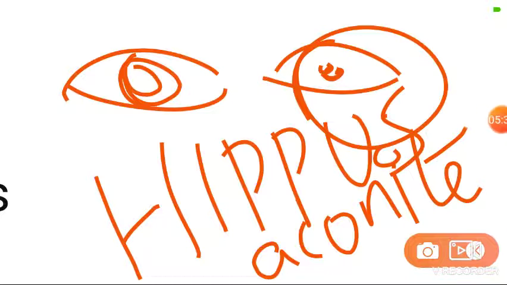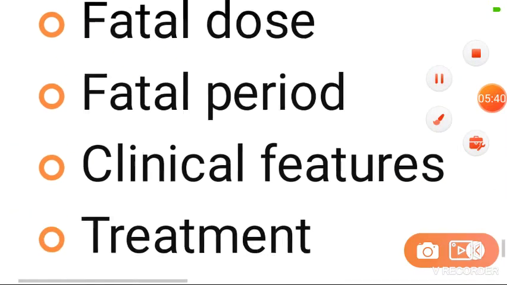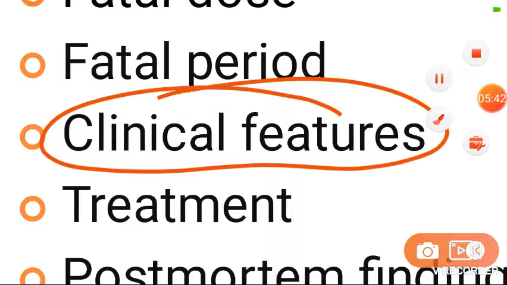Now let's move on to the other clinical features of aconite poisoning. We finished so many things. Cardiac effects manifest as what? Tachycardia, then bradycardia due to AV block, and hypotension.